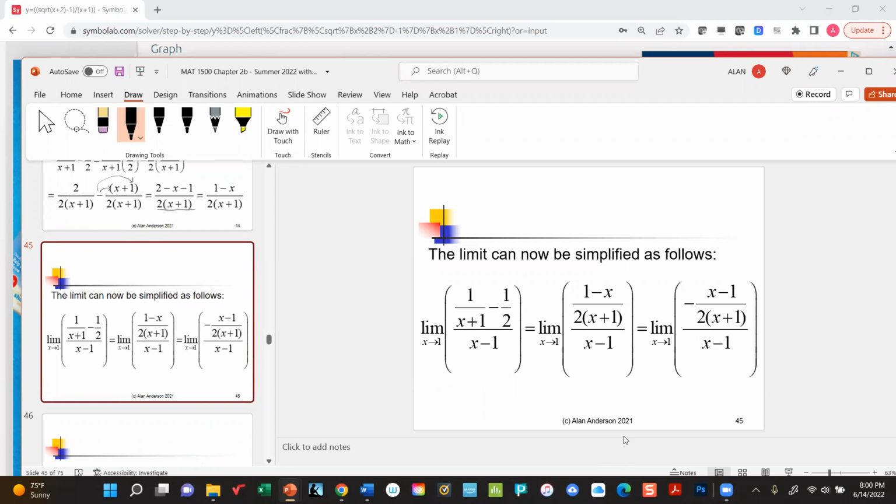So yeah, that's this part. This is what we just did. But the only unfortunate thing is that this 1 minus x doesn't cancel out with x minus 1. So what we can do is rewrite this as negative (x minus 1) over 2 times (x plus 1), all divided by x minus 1. And then this is where the cancellation comes in.